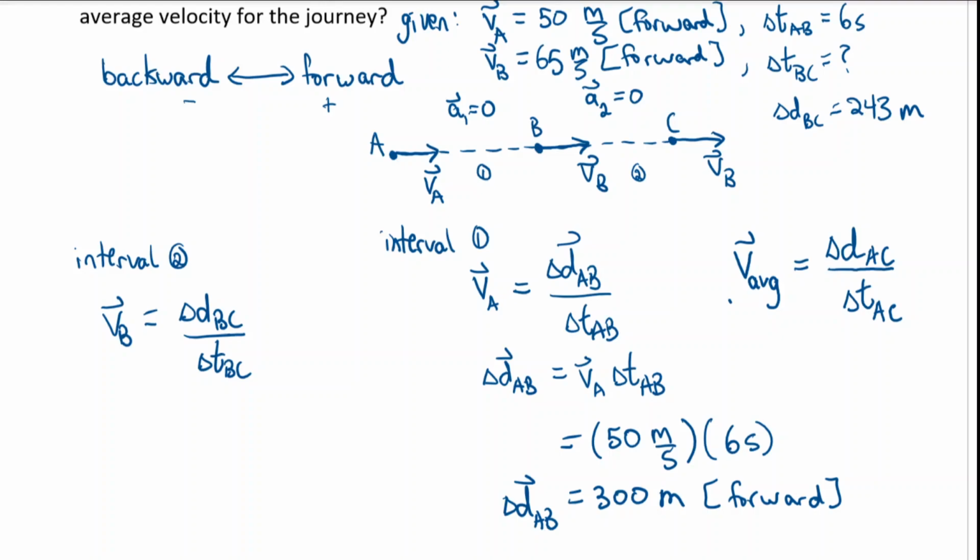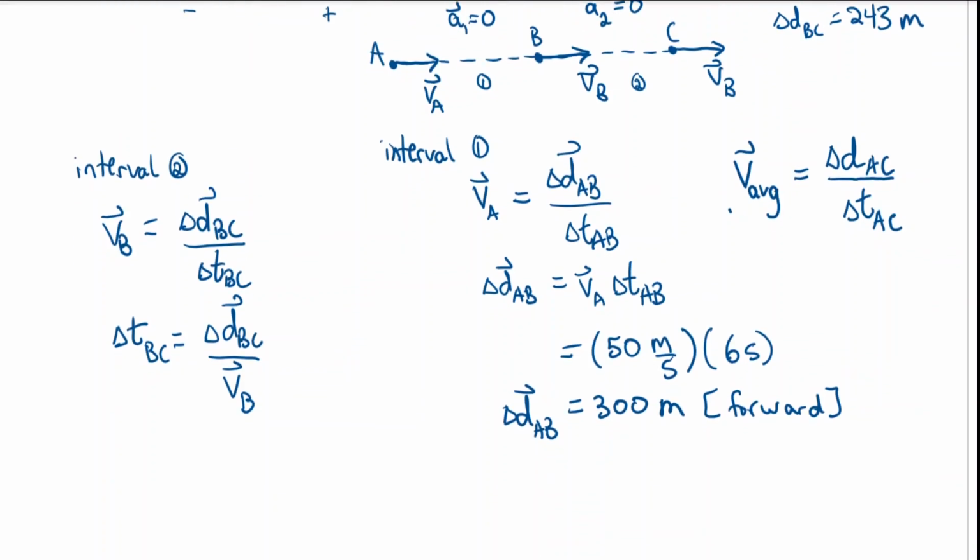So what am I given here for the second interval? We know the velocity and we know the displacement. So I'm looking for time here. So this will be my displacement from B to C, which doesn't say in the question it's forward, but we need to assume so. Oops, sorry, this should say VB. And let's solve for our unknown for this interval.